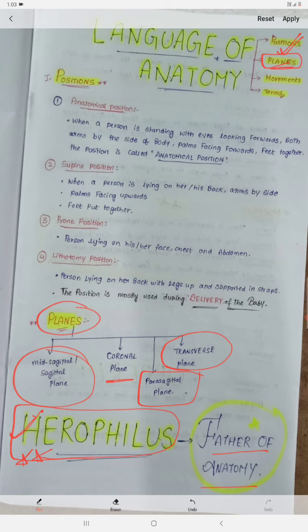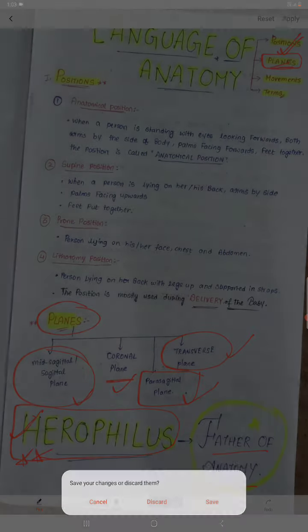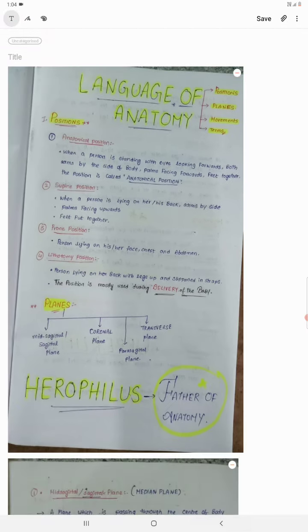So please remember, pay respect towards the scientist, and remember the father of anatomy is Herophilus, okay. Coming to our topic, that is planes, we have four planes: the mid-sagittal plane, coronal plane, transverse plane and parasagittal plane. Now in detail we can see what all these planes are, okay.